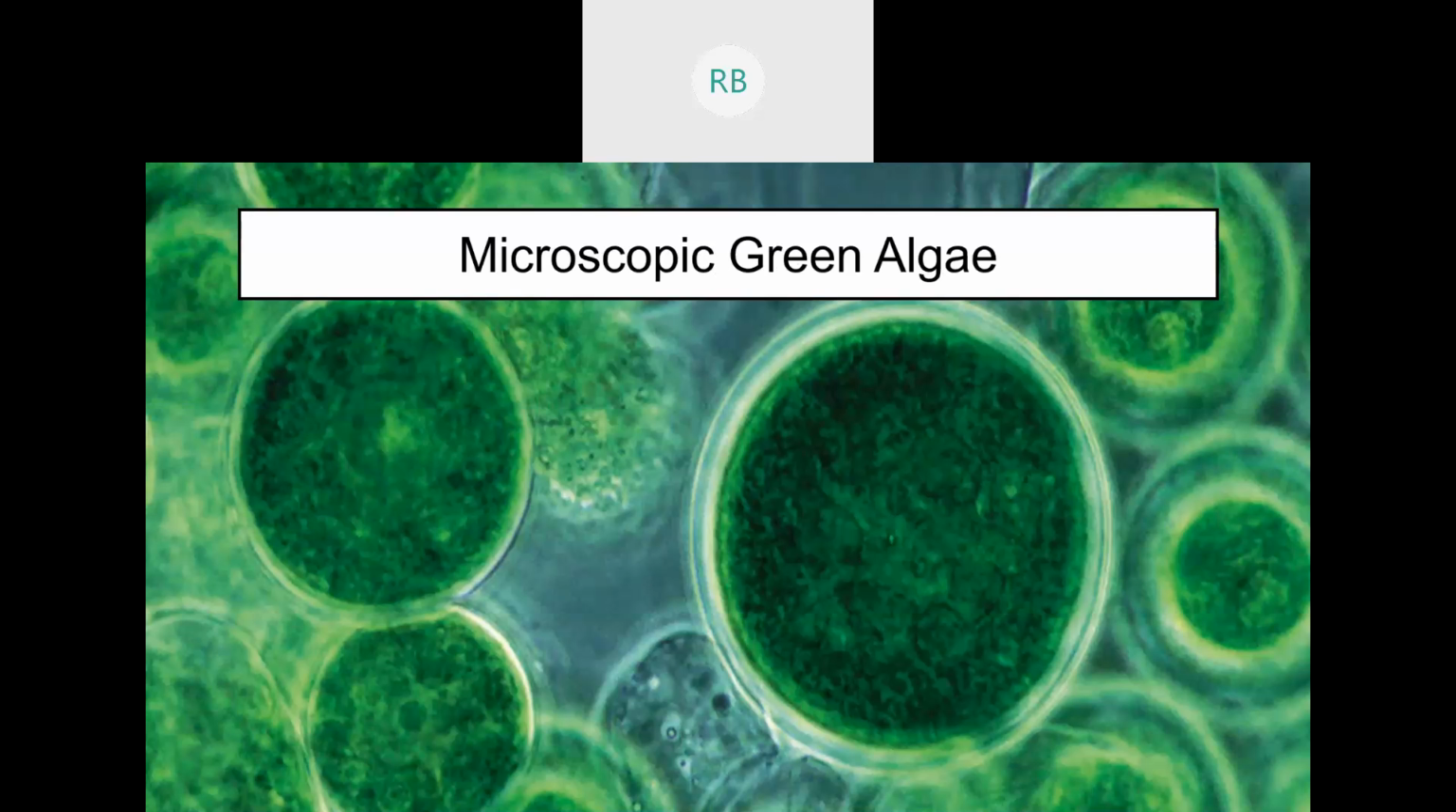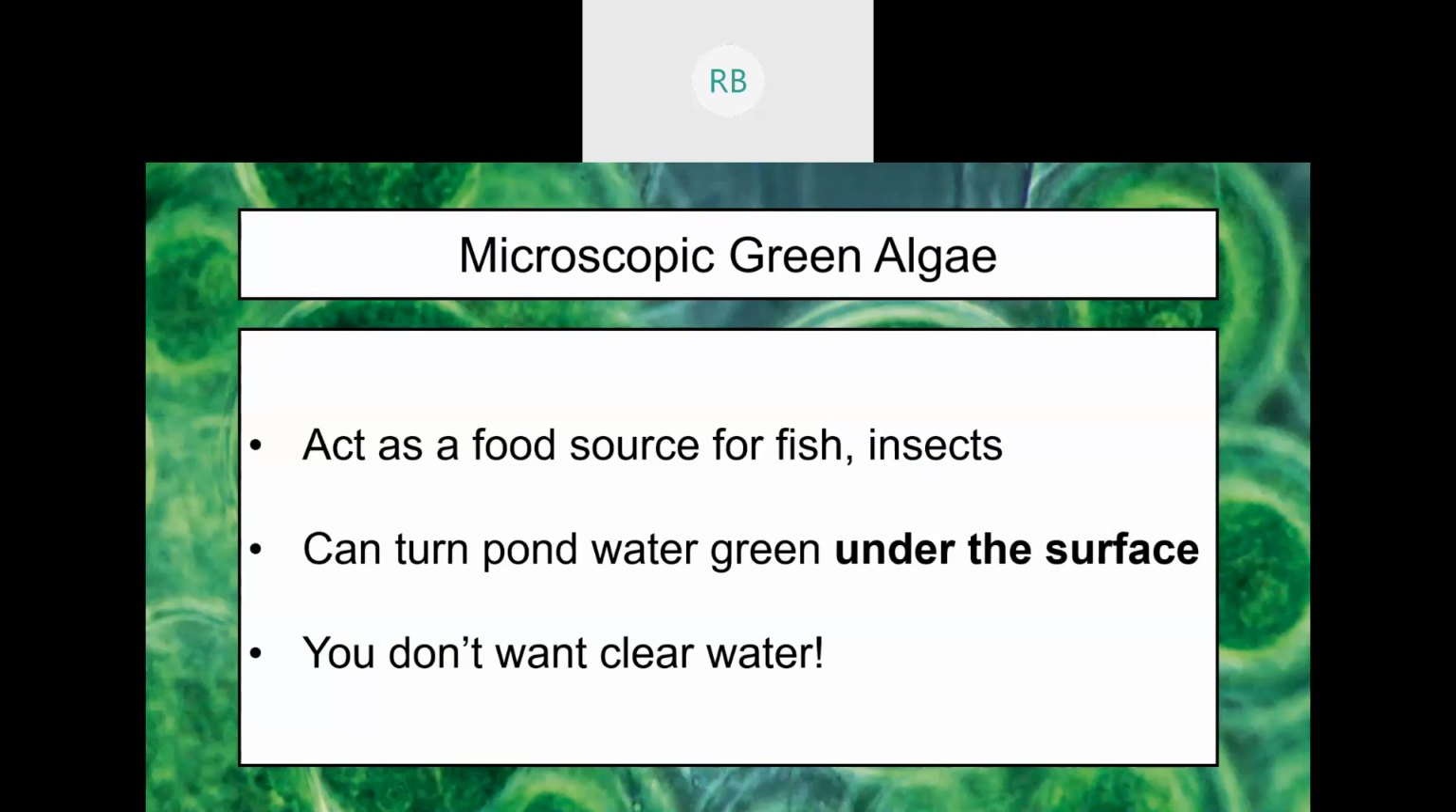Our first group of algae that we want to talk about are going to be our microscopic algae. These are our single-celled or maybe just a smaller colonial life form that forms up the phytoplankton or the plant life forms in the pond. This typically acts as a source of food for fish, insects, and other organisms.